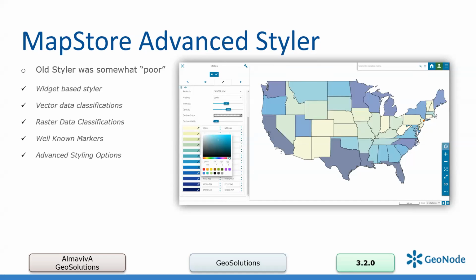Moreover, as I said before, the new styler supports several types of data classifiers, both for vector and raster layers. It is also possible to add well-known markers to the style and external links to external images, as well as some more advanced styling options like scale denominators, halo, and text options that allow you to create text markers over the geometries and so on.